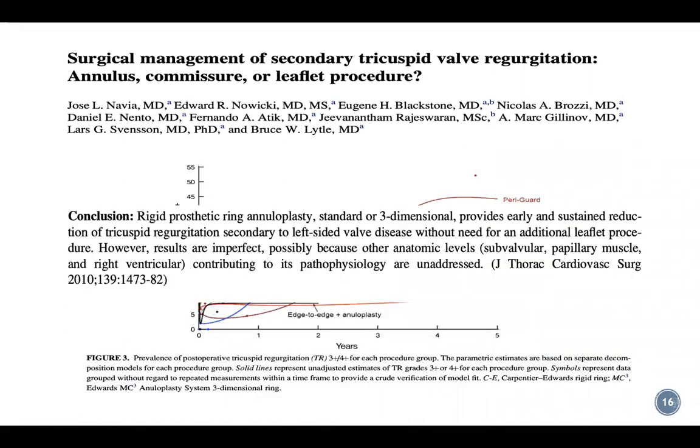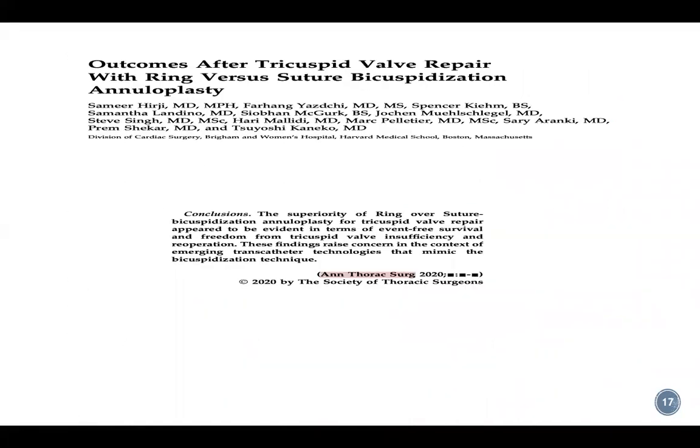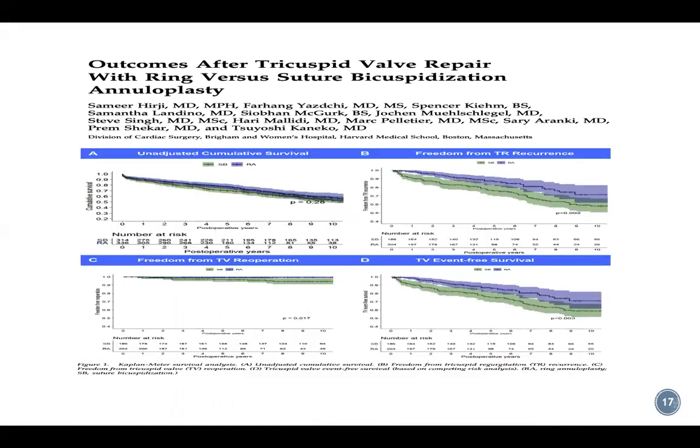Moreover, in 2020, from the Annals of Thoracic Surgery, an analysis of 650 patients to examine the outcome after tricuspid valve repair with ring versus suture bicuspidization annuloplasty found that the superiority of the ring over suture bicuspidization for tricuspid valve repair appears to be evident, and better in terms of event-free survival, freedom from valve insufficiency, and also reoperation.